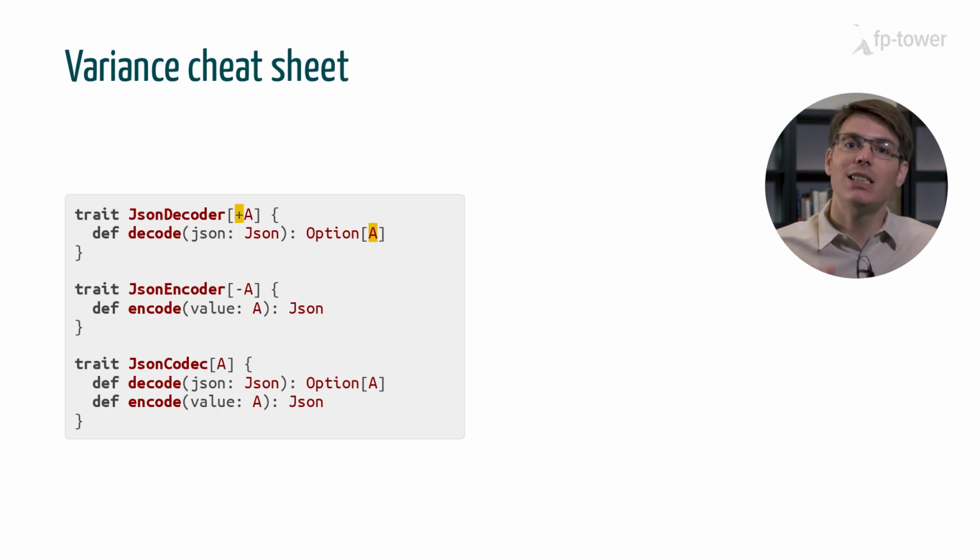JSON decoder is covariant because A is only present in the output type of the methods. JSON decoder only produces A's. JSON encoder is contravariant because A is only present in the input type of the methods. It only consumes A's. Finally, JSON codec is invariant because it both produces and consumes A's. There are more advanced scenarios, but these cases already cover a lot.